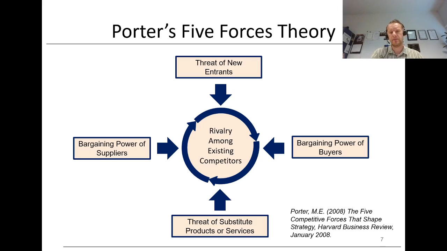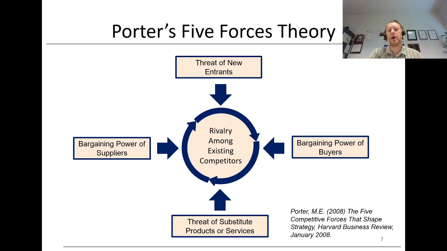Is the threat imminent or not really? It will also impact my profitability. If I as a firm am continuously exposed to a threat of substitute products or services, it will not be good for my profitability, because I will have to be on continuous lookout on how substitute products or services might enter the market and as such take some of my market share.